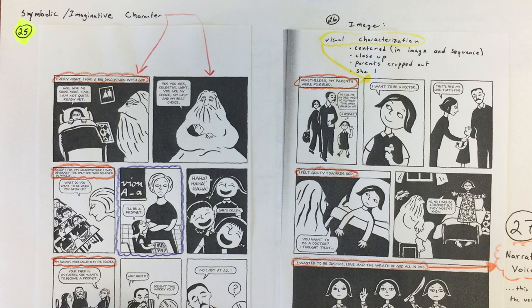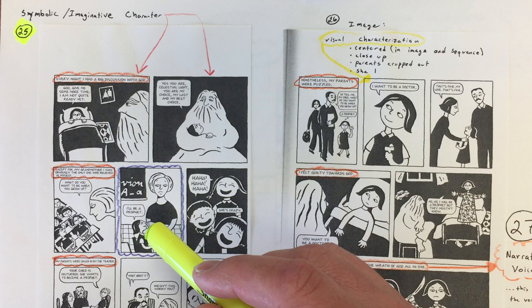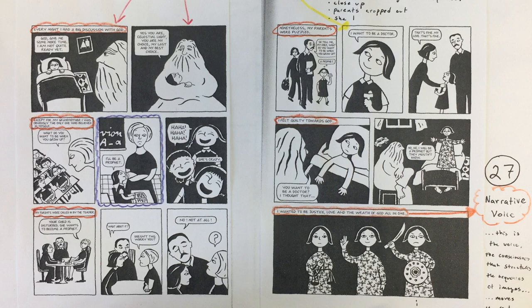Here we have position, center, dominant position. She is very much not in the dominant role here, and she's embarrassed, reaction. So, I wonder what's, oh, here we go. And then we have number 26.